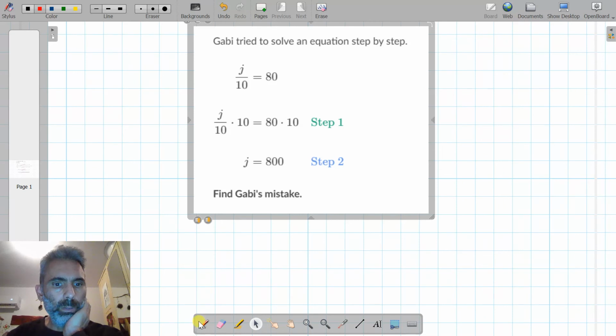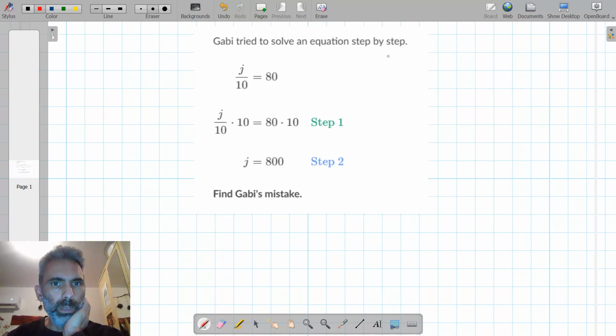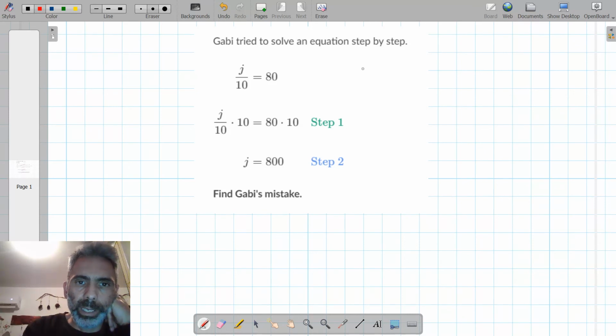Gabby tried to solve an equation step by step. The equation is j over 10 equals 80. So the first step that Gabby did was to multiply both sides of the equation by 10. See that he multiplied the left hand side and the right hand side by 10, which is correct because he wants to isolate the variable j.